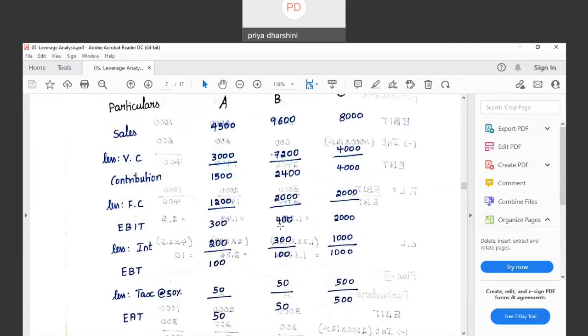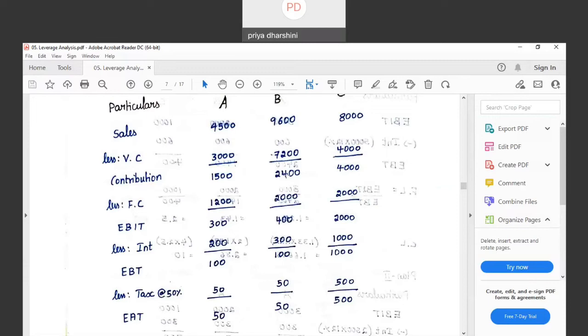It is 6:1, which means contribution is 6 times EBIT. So 6 times 400 will be 2,400 of contribution, which means contribution is 2,400 and EBIT is 400. The difference of 2,000 will be fixed cost.